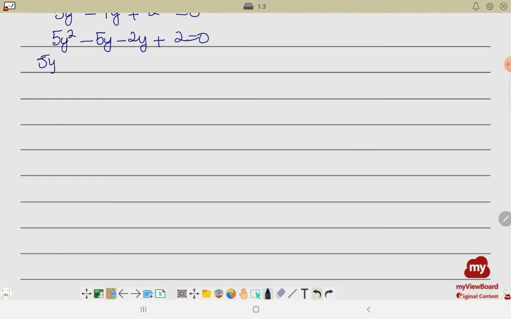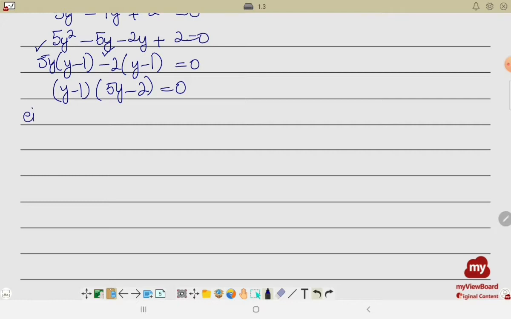So we'll take 5y common, we are left with y minus 1. Here we'll take minus 2 common. So we have to take now whole bracket y minus 1 common. From here you are left with 5y and here we are left with minus 2. So either y minus 1 equals 0 or 5y minus 2 equals 0. So y is equal to 1 and y is equal to 2 by 5.